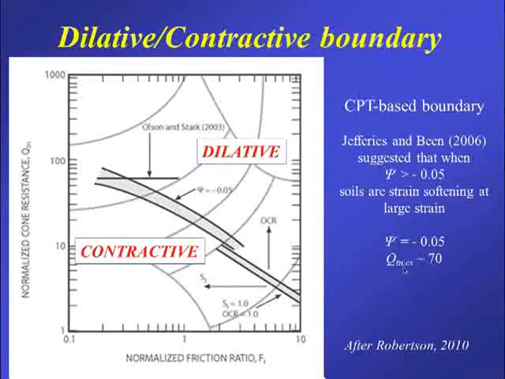So this is just a reminder again that this clean sand equivalent of 70 is roughly equivalent to that state parameter of minus 0.05.